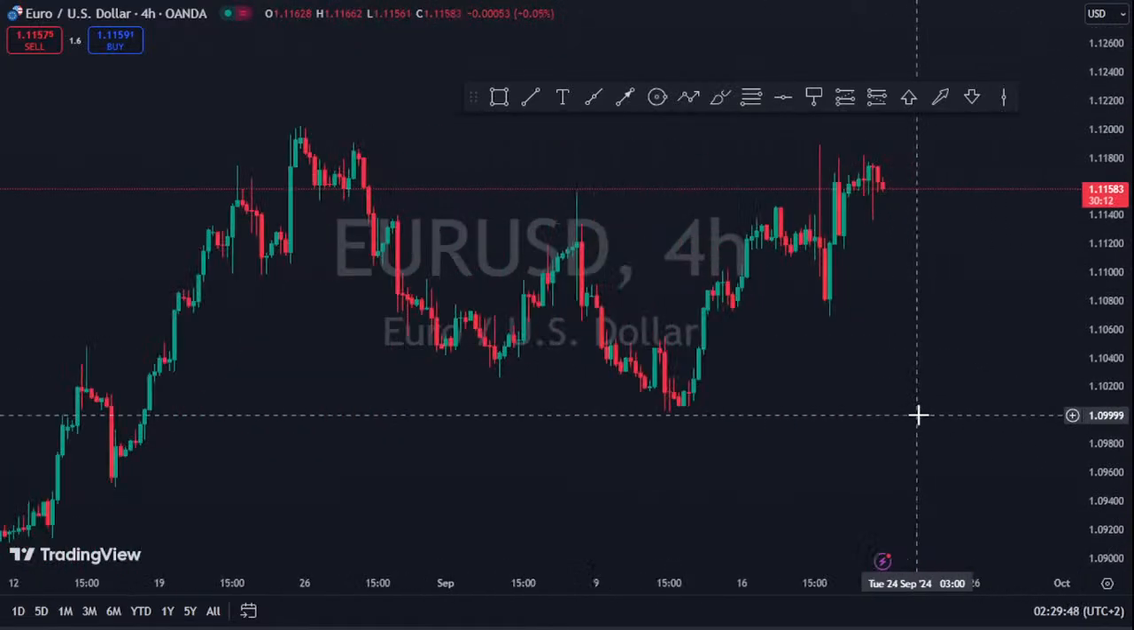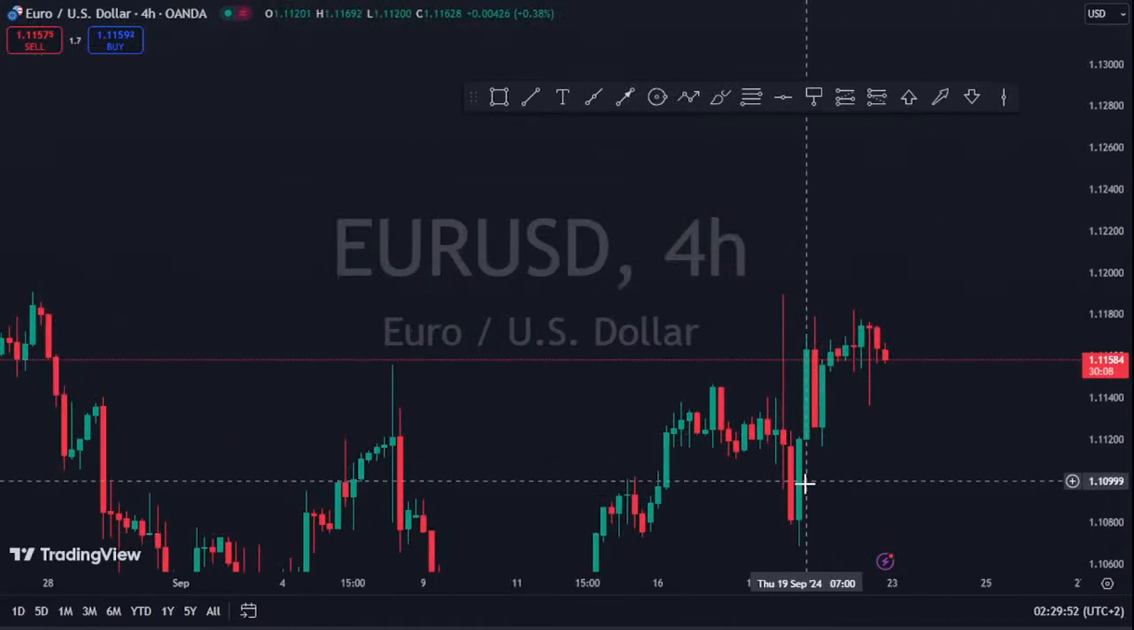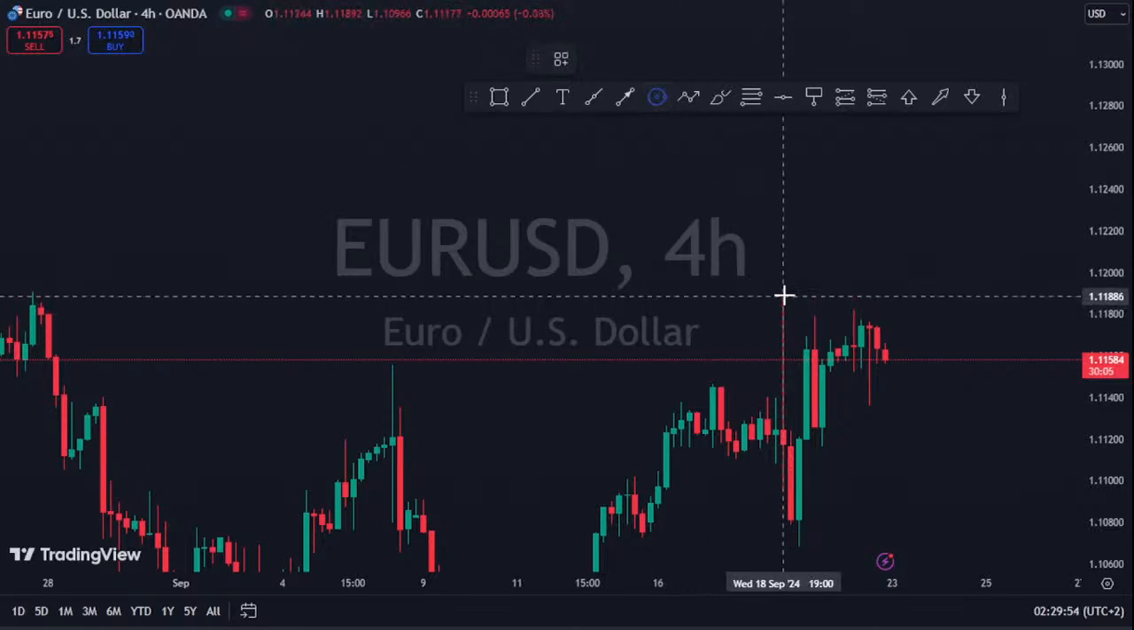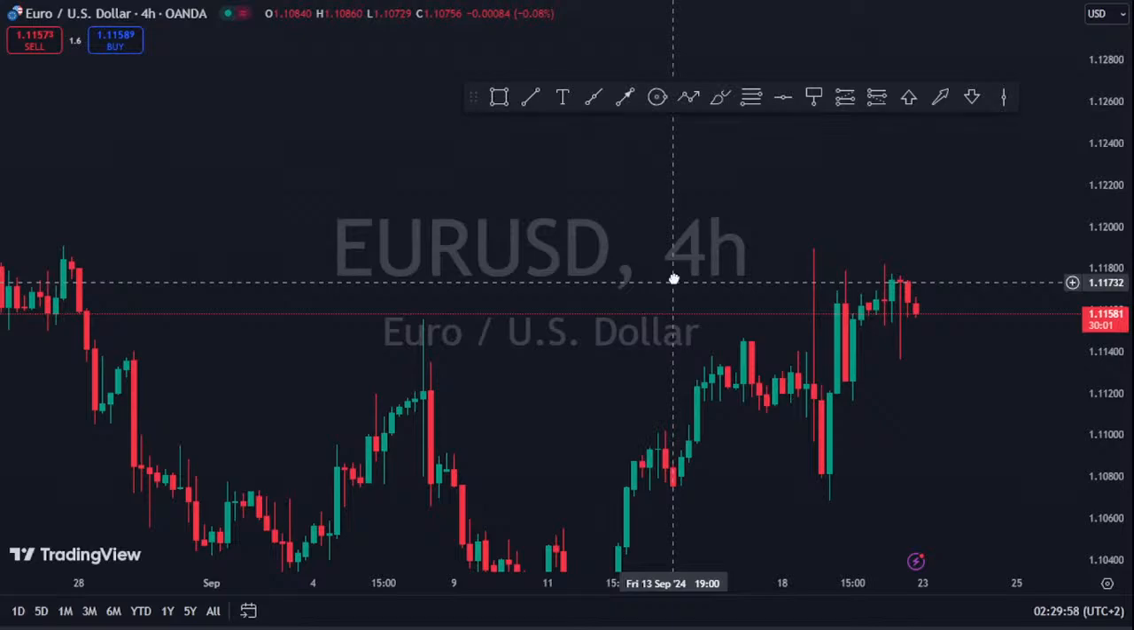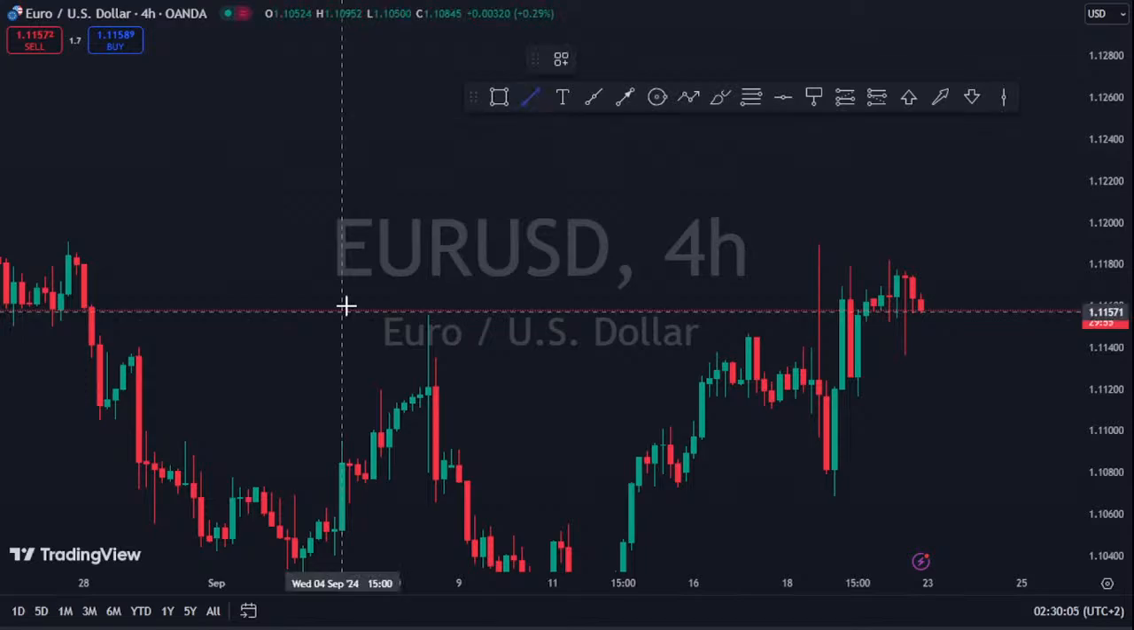So the first one would be this part on Euro USD. Would have to be this. So this high, it's a weak high. A lot of people might call it with different names or whatever. It's okay. From what I see there, this is a weak high and this one is a strong high.